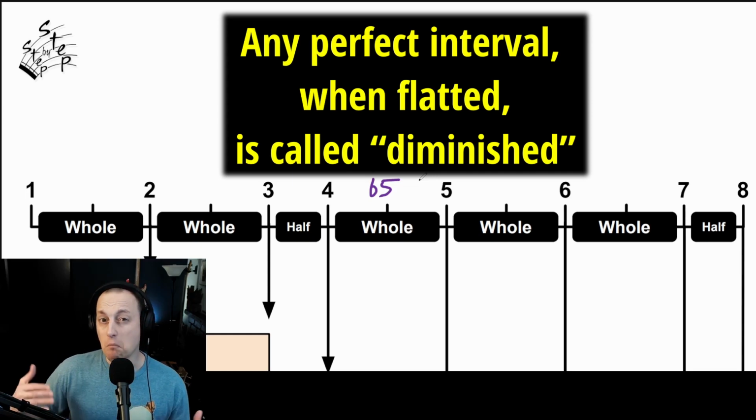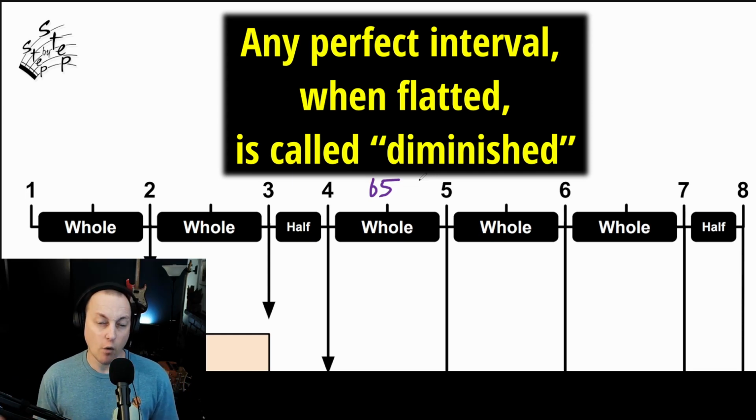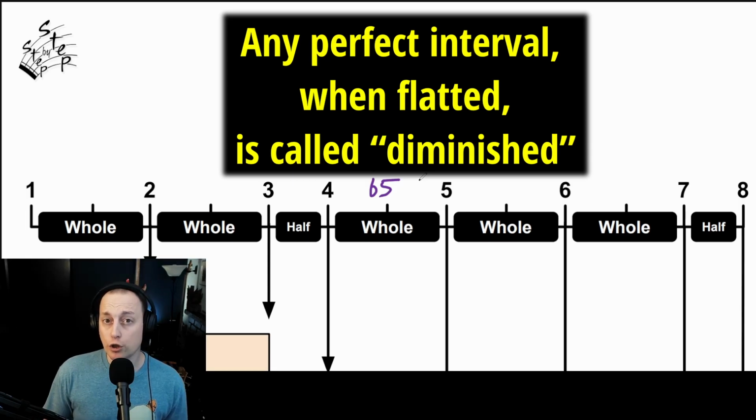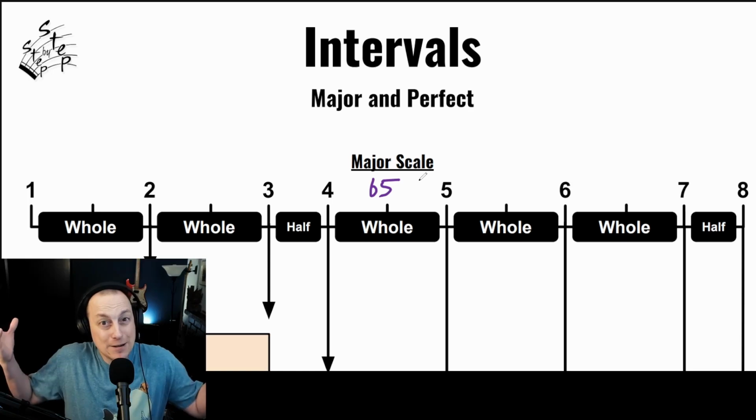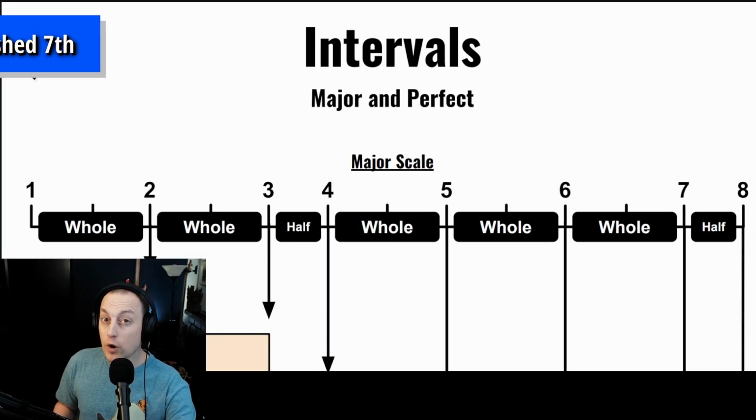That's it. Again, mostly on the 5. Really not going to see that on 4 or 8, which is our other 2 perfect intervals. But flat 5, diminished 5, same thing. Here's where it gets really weird.